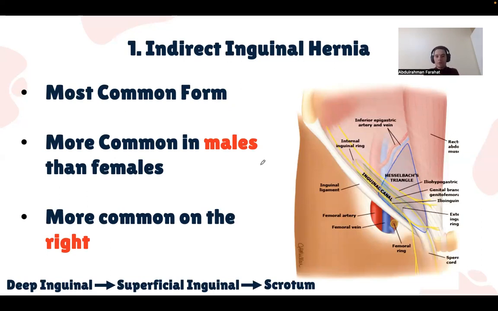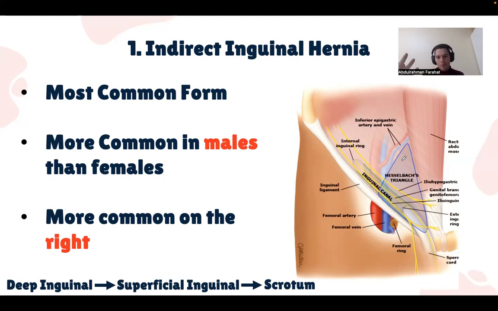So the indirect inguinal hernia is the most common form of abdominal hernia. It is more common in males than in females. So also, you'll have to know this. It's more common in males than females, and finally, it's also more common on the right side of the body. So most common form, more common in males than females, and more common on the right side of the body.